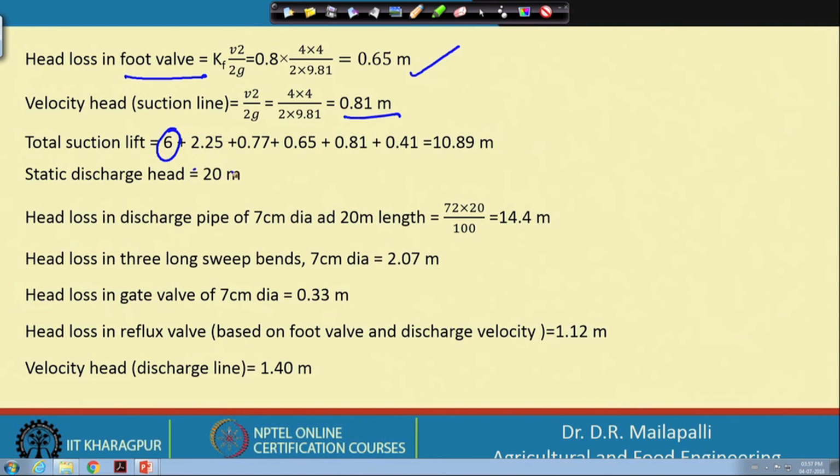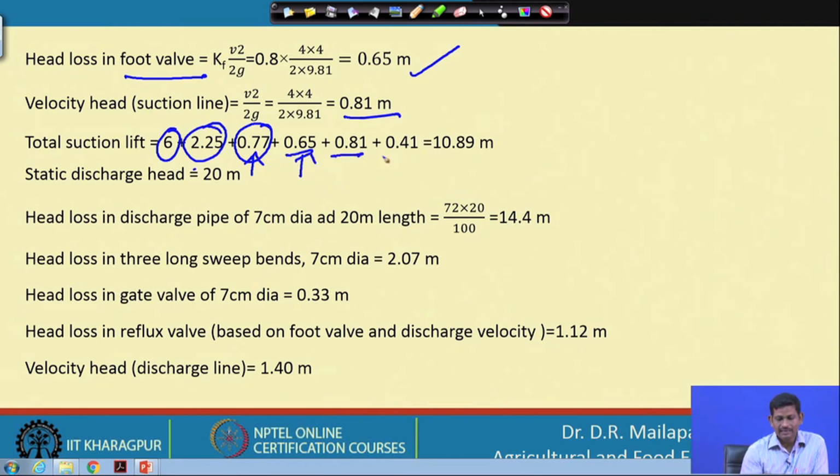Total suction lift is the static suction lift, and then you get the friction head loss in the pipe, the bend, the strainer and the foot valve, the velocity head, and then other bends. So, the total will be 10.89 meter, the total suction lift.